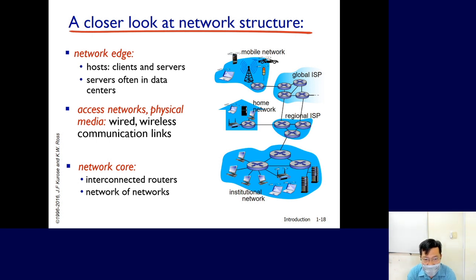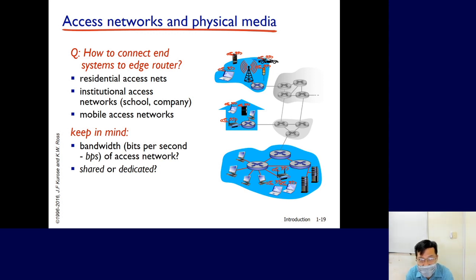The network core, used in the central part of the internet, is implemented by ISPs. The network core interconnects routers, switches, and multi-layer switches. And the network core is a network of networks, as we see on the internet. I will give you details of the access network and some physical media used in this kind of network.